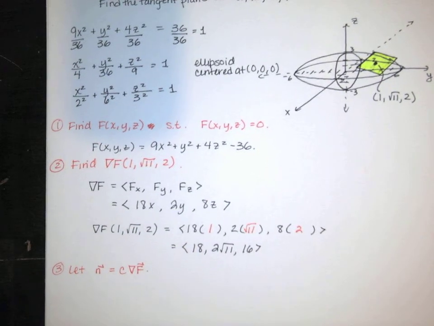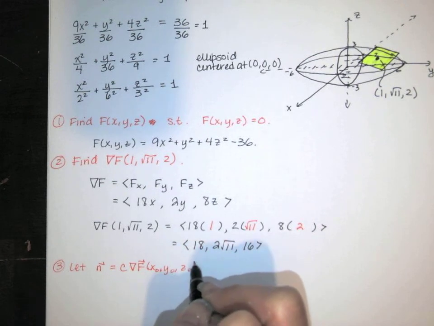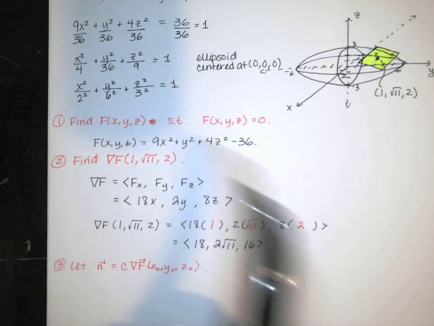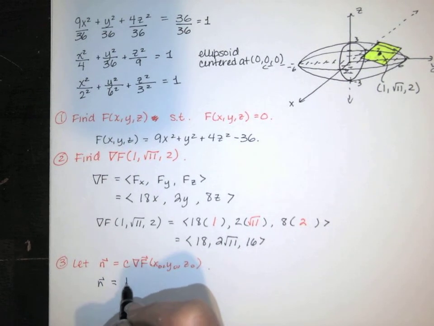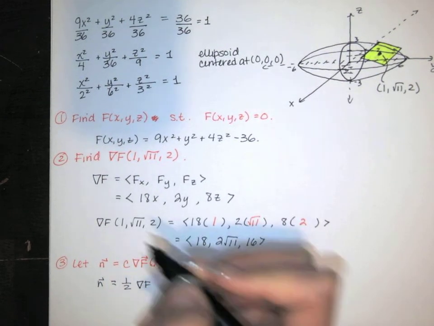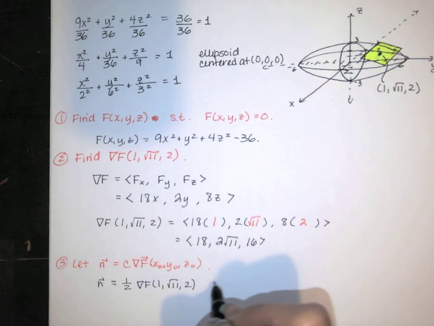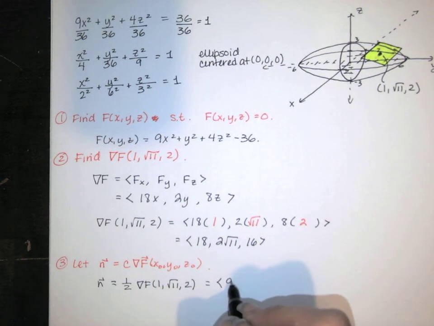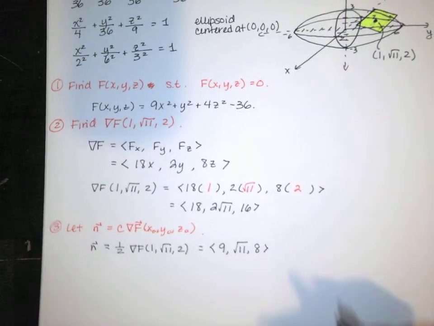Now you can choose any constant you want, or you could just use that as the normal vector. That would be fine. Half of that is going to give me 9, square root of 11, and 8. That's our A, B, C.